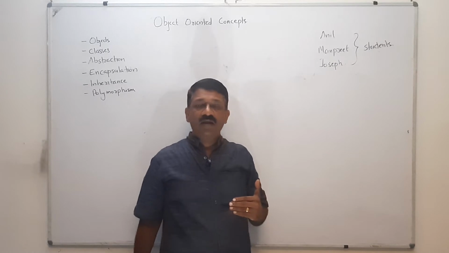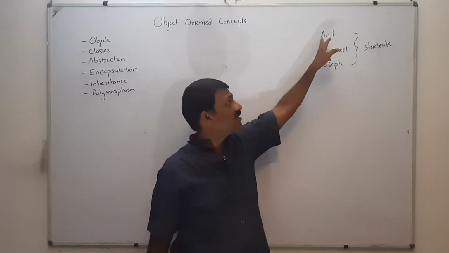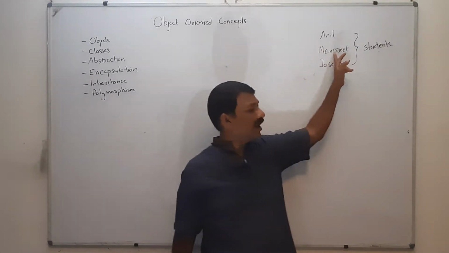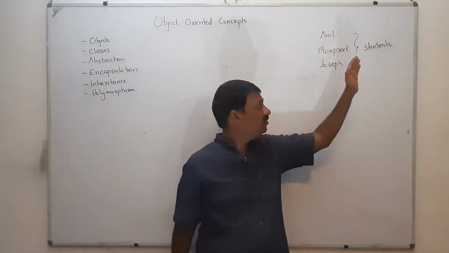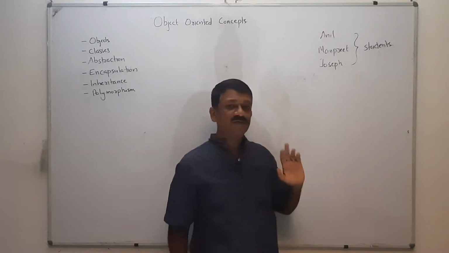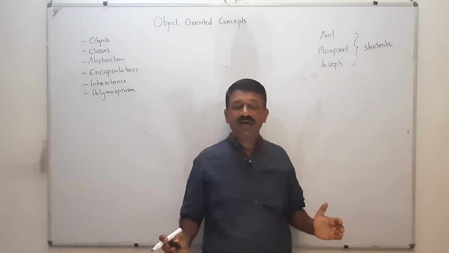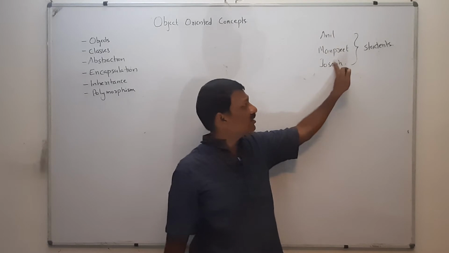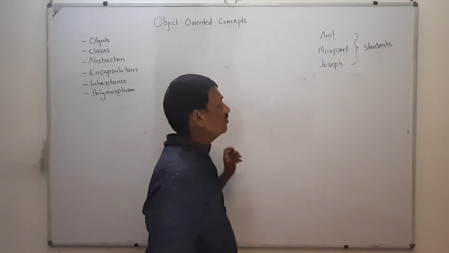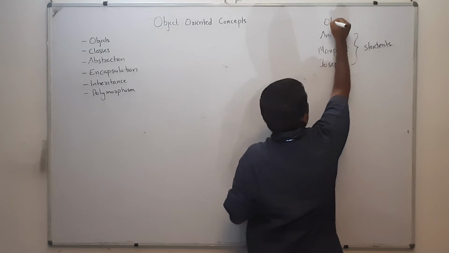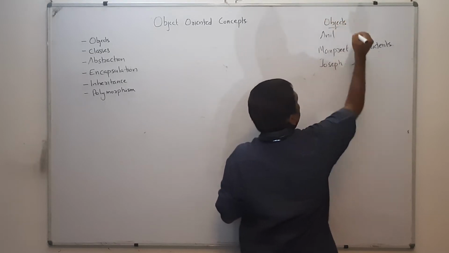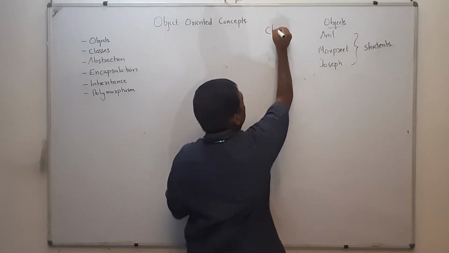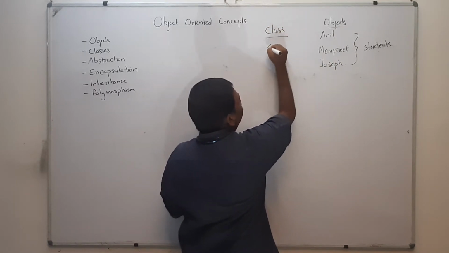Anil is an entity, so Anil is an object. Then Manpreet, she is also a student, so she is also an object. Then Joseph is another student, he is also an object. Now these three students belong to the student class. That means these are objects, and these objects belong to the class. The class name is student.